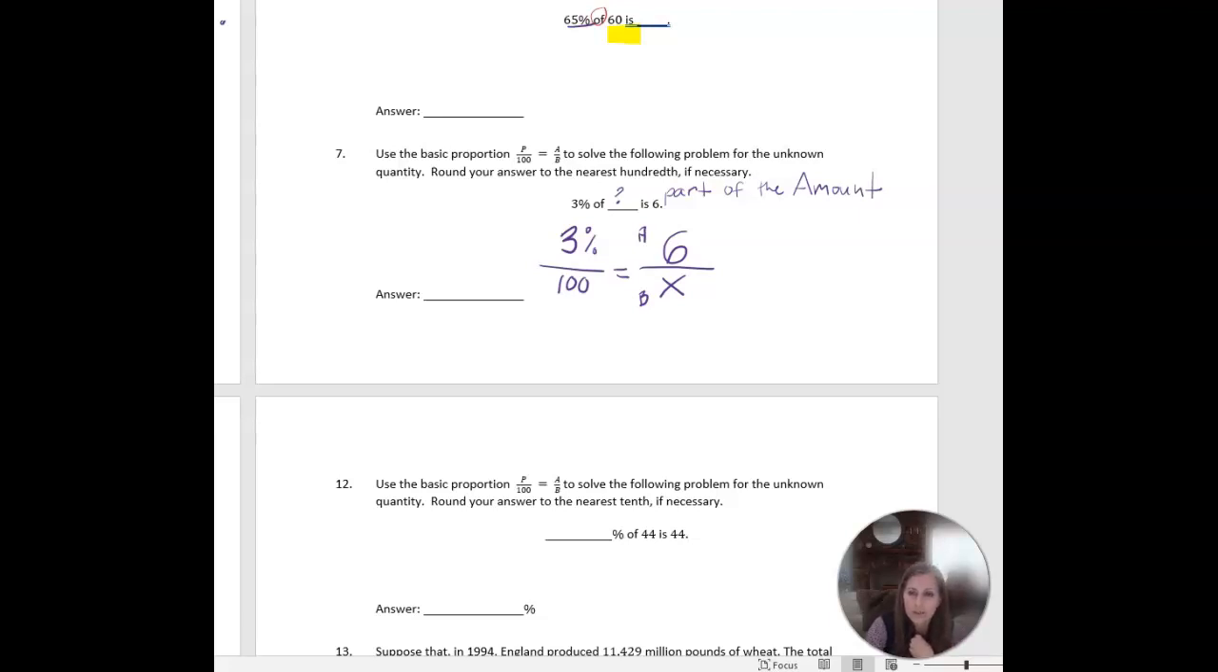We're still going to cross multiply. You set it up the exact same way. So 3 times X is 3X. 6 times 100 is 600. And we divide both sides by 3, and we get X is 200. So 6 is a very small amount out of our whole base, which is 200. Our base would be 200, and 6 would be a part.